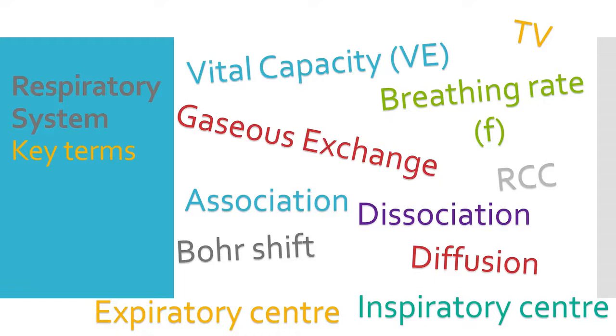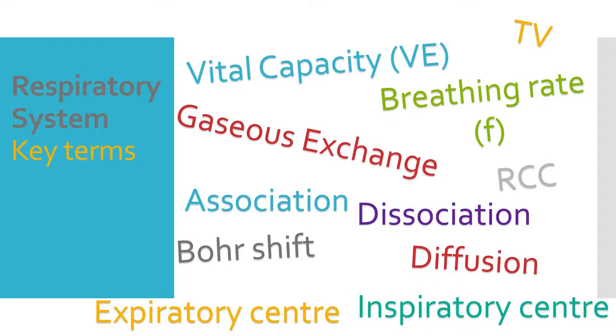Expiratory centre, we know, is passive at rest. Nothing happens to cause us to breathe out at rest. Just what was happening to cause us to breathe in stops. It's passive. And obviously we know it works during exercise to cause a forced expiration. Bohr shift is to do with increasing dissociation of oxygen from hemoglobin during exercise. And you would expect to see the curve shift to the right.